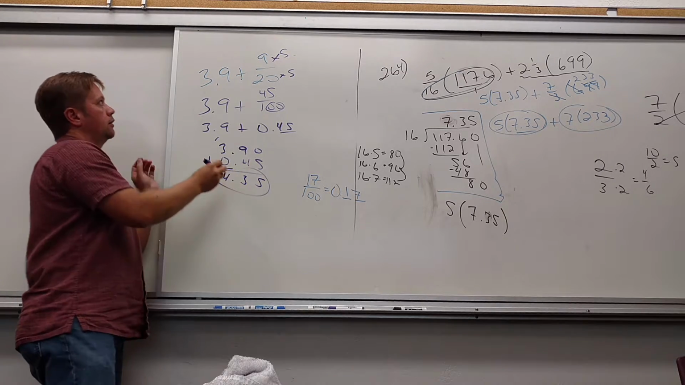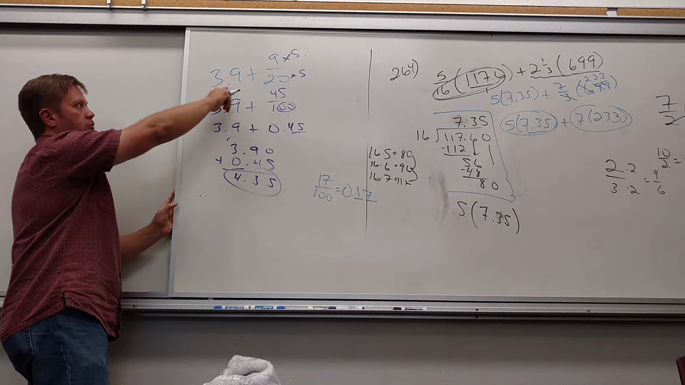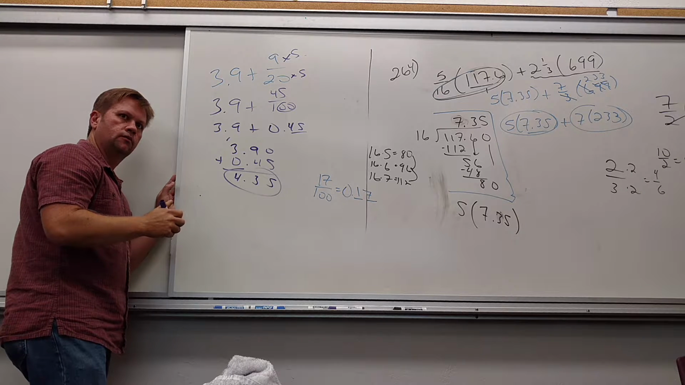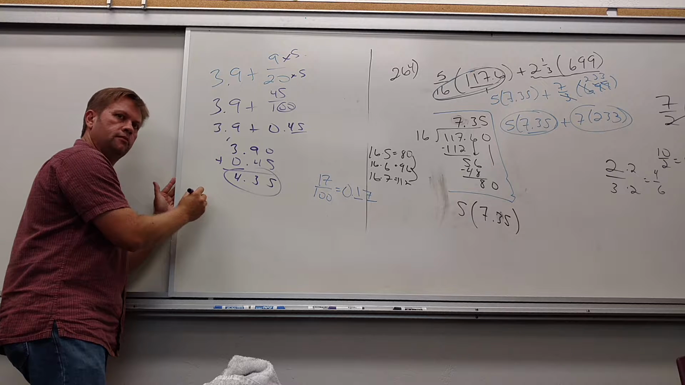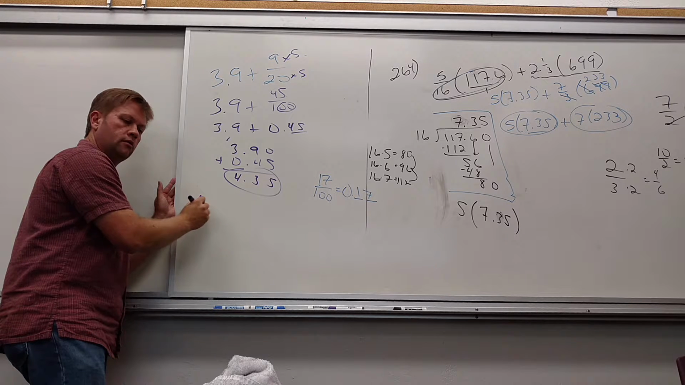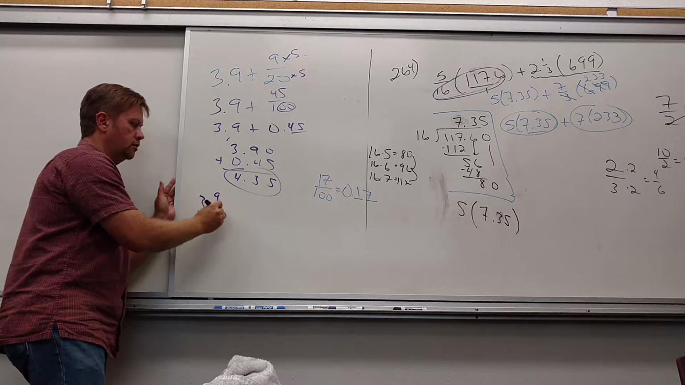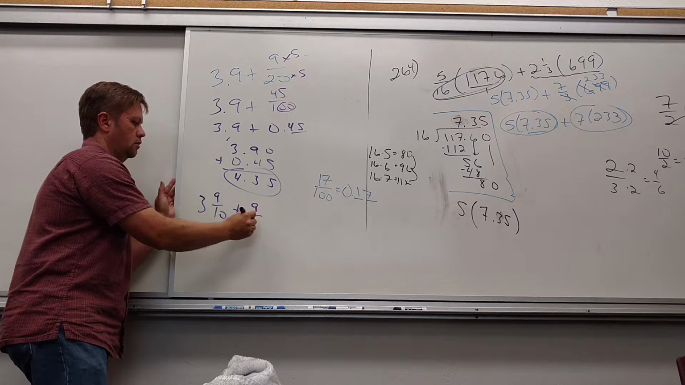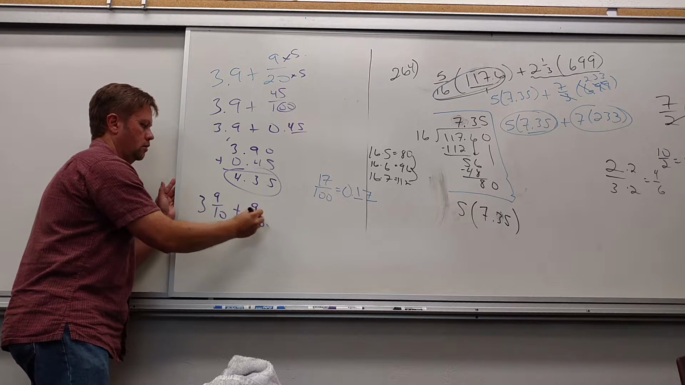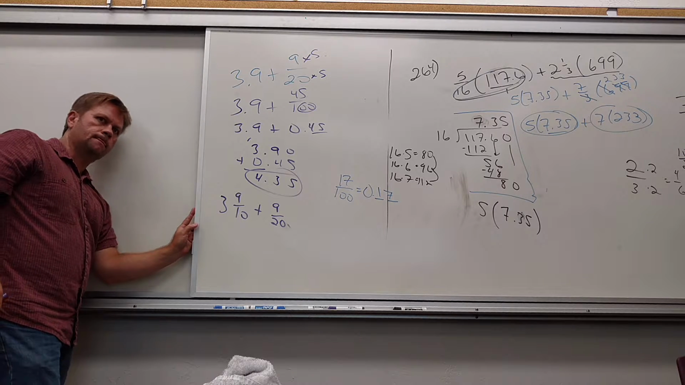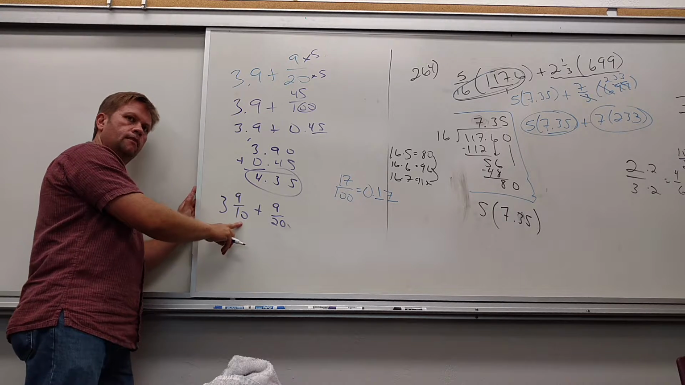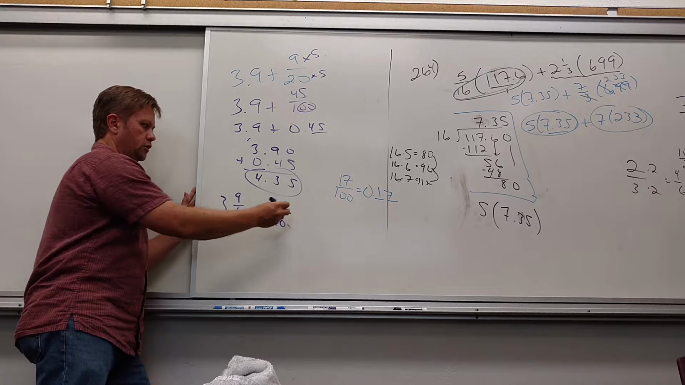Now, Jackie, how did you change 3.9 into a fraction? Well, I put it over 10. Be very specific. What did it become? 3 and 9 over 10. I like it. Okay, what did you do from there? And then I multiplied, and then I added. So what did you get there?